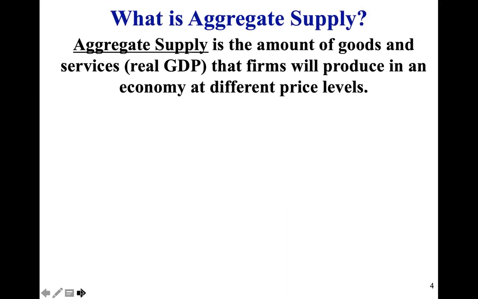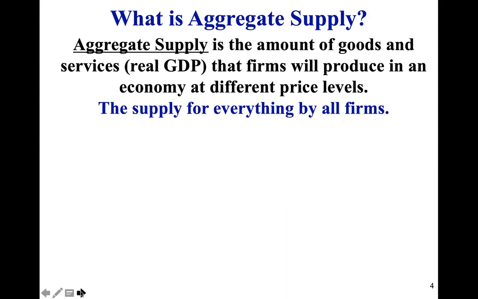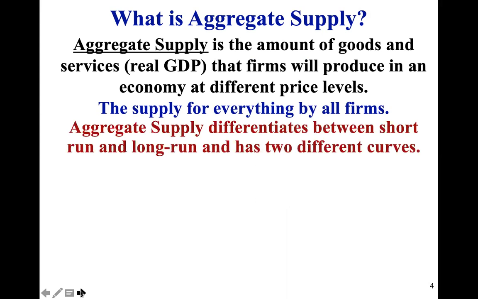Welcome back to Macro Unit 3. We're going to look at the aggregate supply curve in this lesson. So what is aggregate supply? It's all the supply curves added together. So it's the amount of goods and services that firms are willing to produce at different price levels. The aggregate supply curve is the supply of everything by all firms, okay?